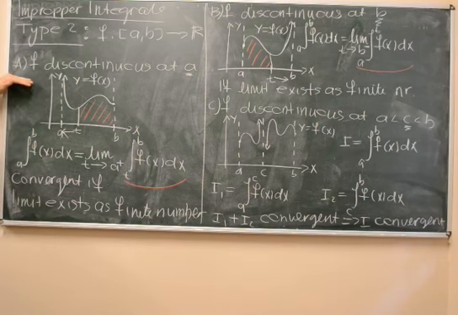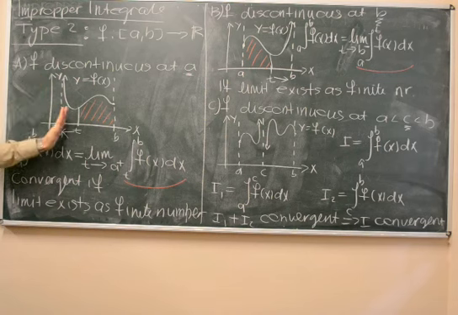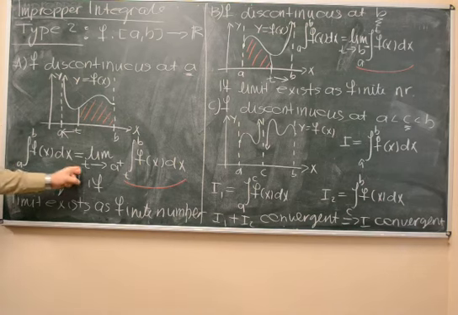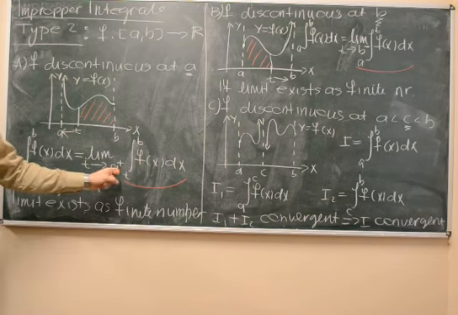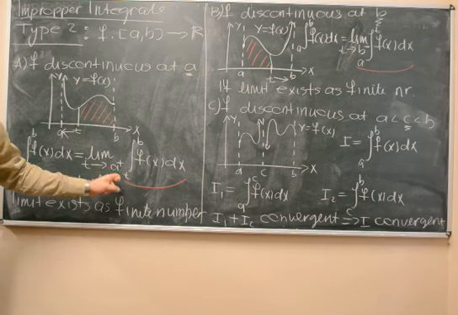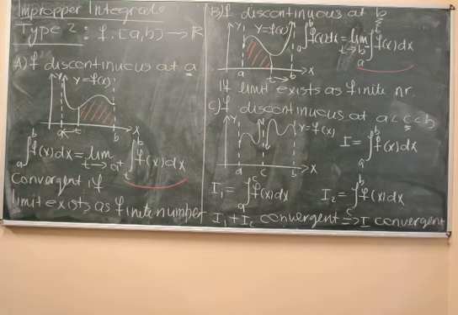So let's look at our three cases. First case, when we have a discontinuity at the left endpoint of the interval at a, then our integral from a to b, we express it as the limit as t goes to a from the positive side of the integral from t to b. And this integral is convergent if the limit exists as a finite number, like 2 or 5 or 7 over 10.